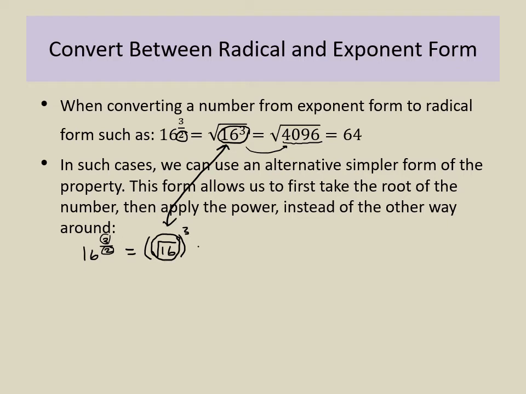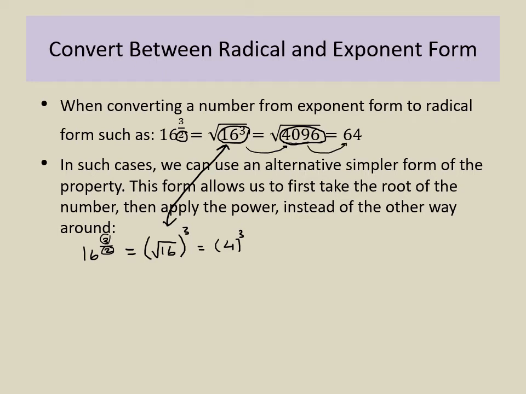Well, how does that help us? Let's see. If I take the square root of 16, what do I get? I get 4. That's a smaller number. So now I have 4 and then to the power of 3. Whereas here, now I got a big number inside the square root. You can't even do that without a calculator, can you? Then you take the square root of 4,096 and you get 64.